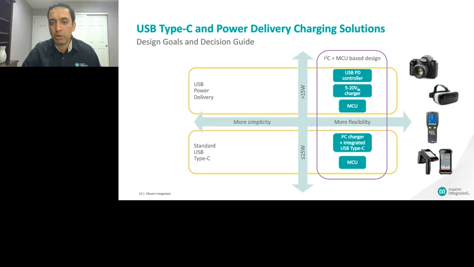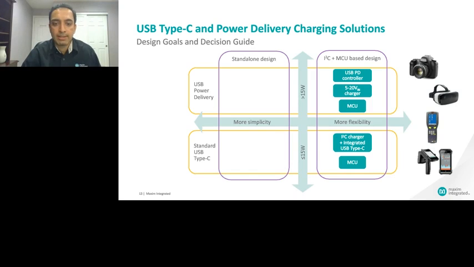On the lower end of the power, you may still have multiple blocks, which is an I2C-based charger with an integrated USB Type-C detection. In this case, you may still want to have some coordination with the MCU, although the majority of the USB detection and charging function can be performed autonomously within that charging block. So in this case, you may have handheld computers or scanners and so on.